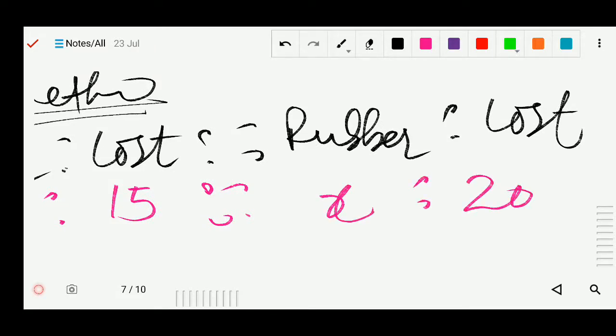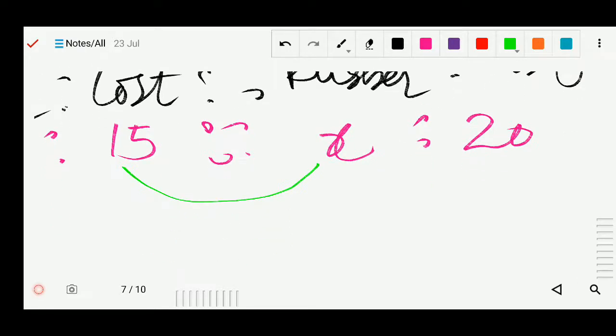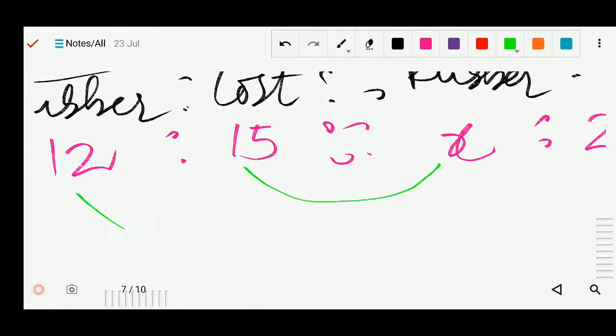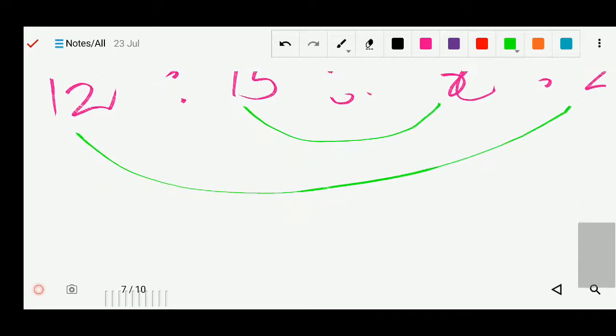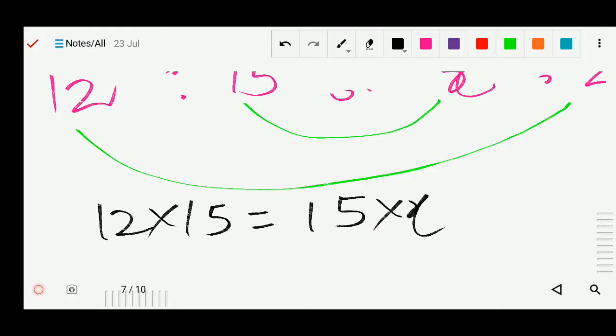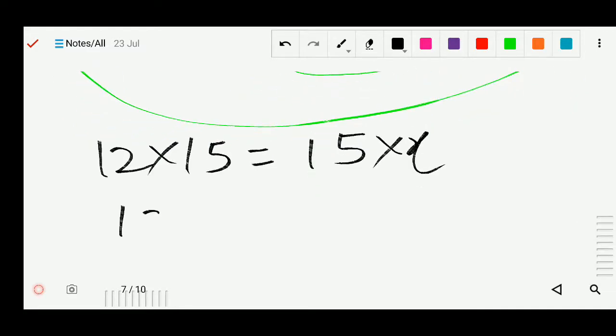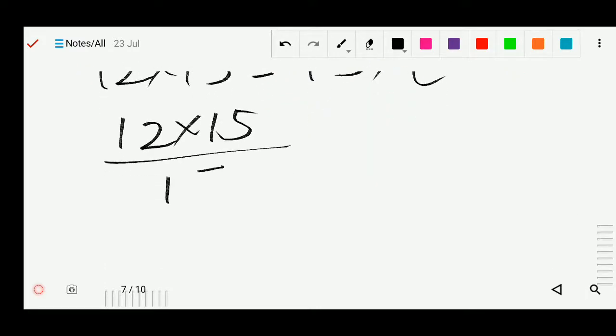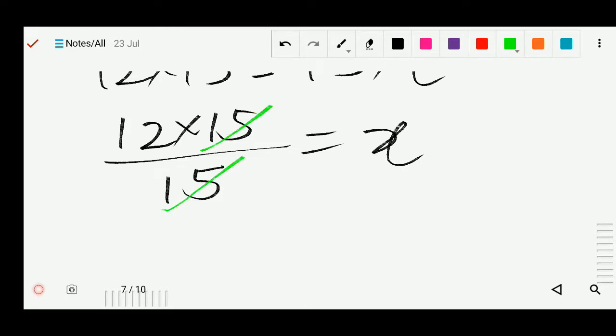Now I can apply this rule: product of means and product of extremes will be equal. So now multiply it. So we can write here 12 into 15 equals 15 into x. Now we can find the value of x. So whenever this 15 comes to the left side, it will come in the form of division, because on that side it is in the form of multiplication. Now this 15 cancels. Sorry, here I made a mistake actually.